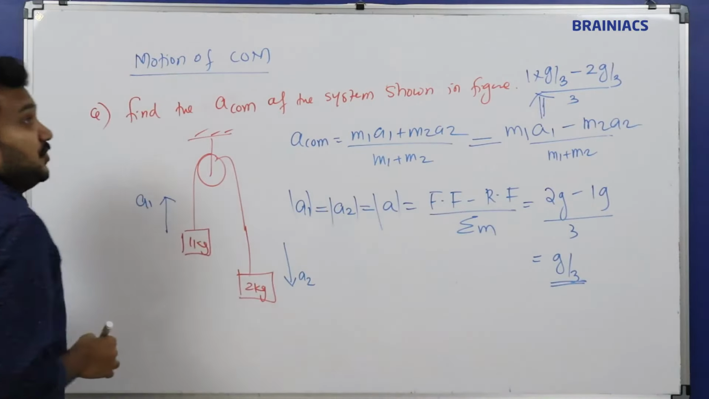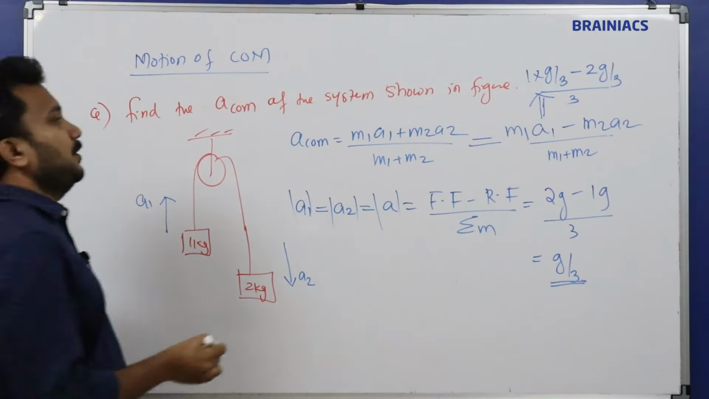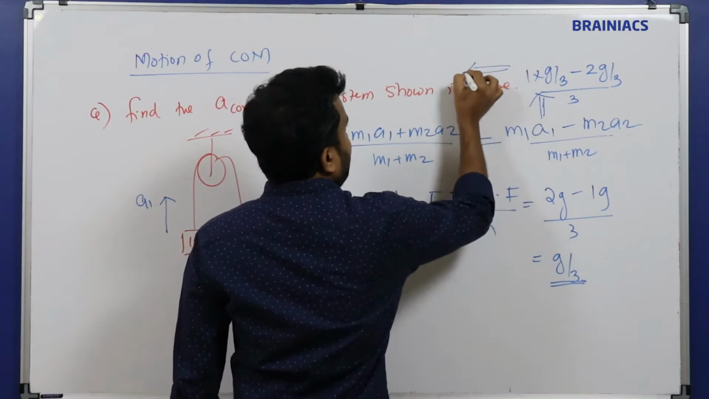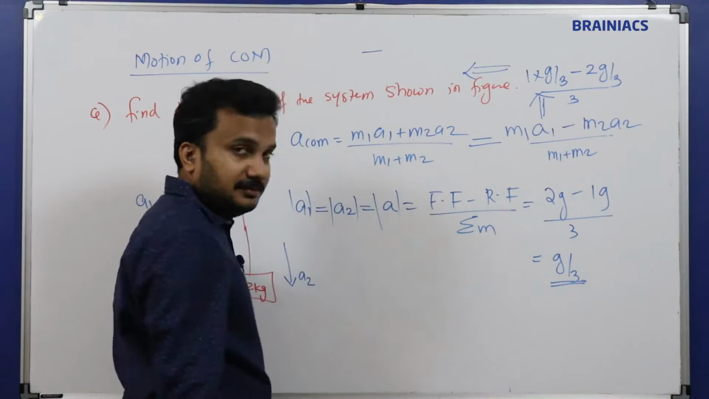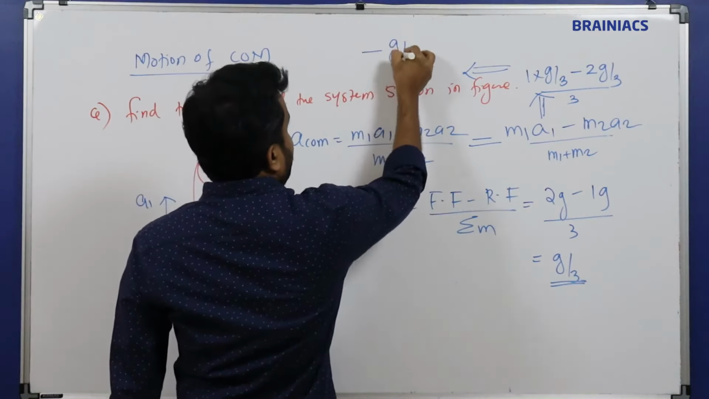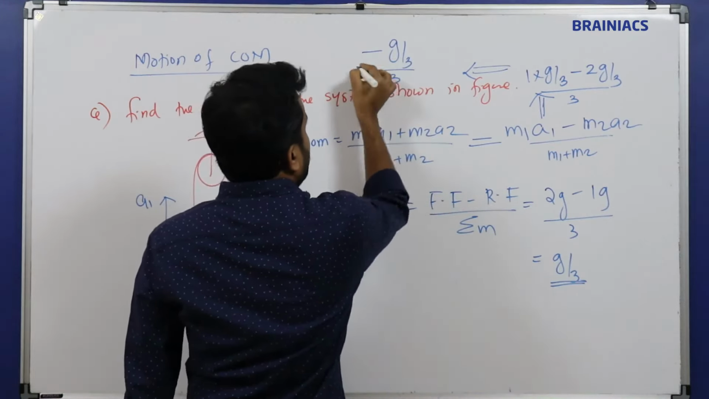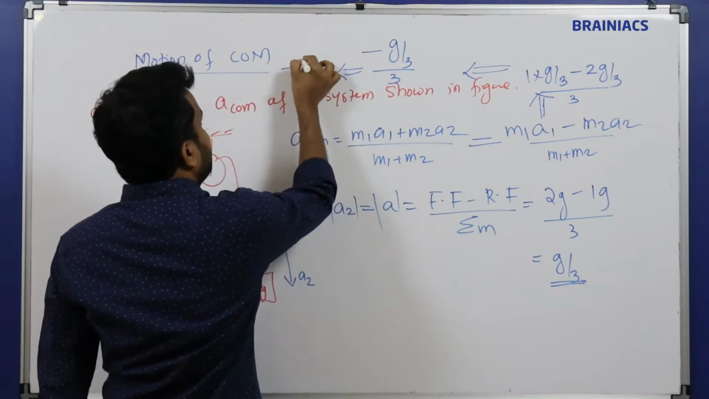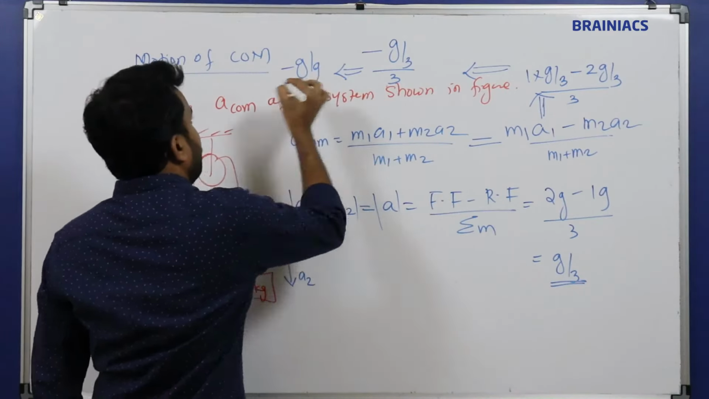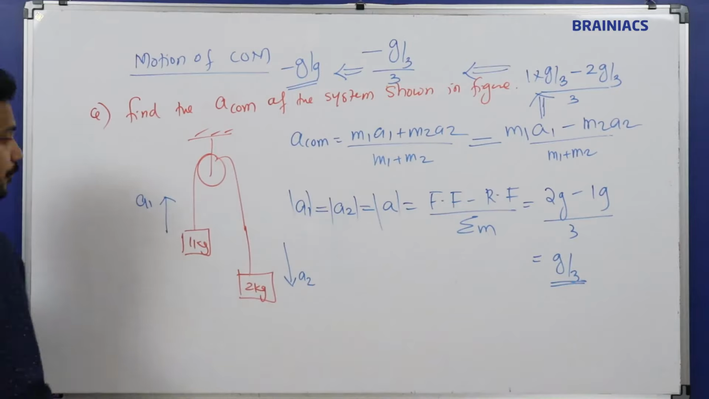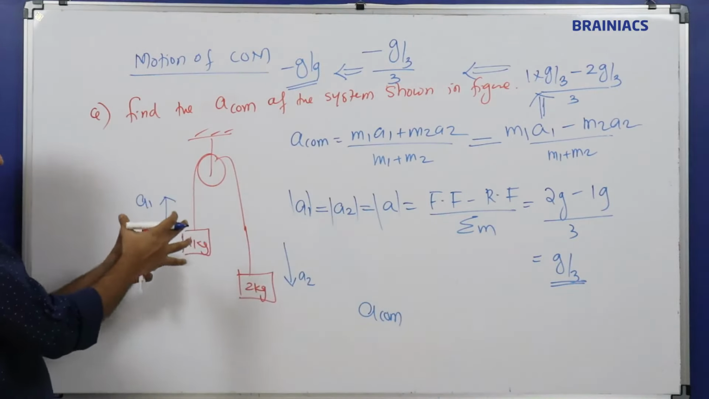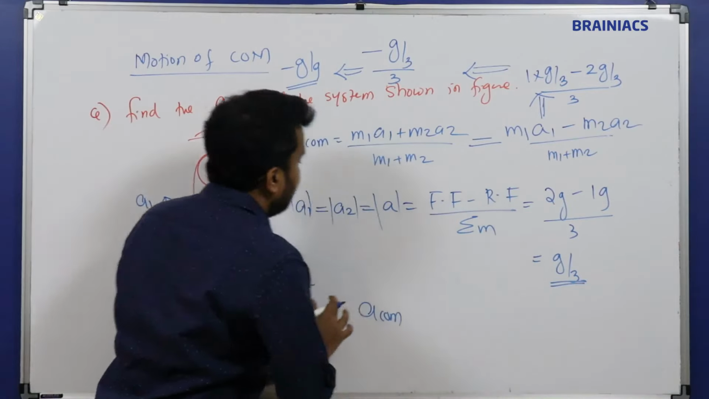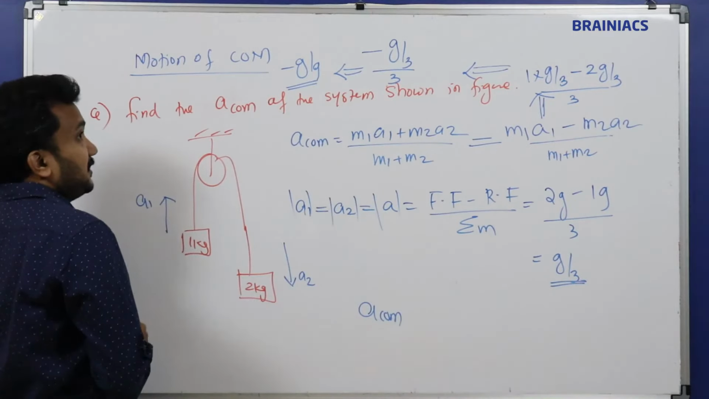So 1 minus 2 means what? The balance will be here. 1 minus 2 means minus 1, minus g by 3 by 3. So this is equal to how much? Minus g by 9. So which means ACOM, the acceleration of the whole system, the center of mass of the system, the acceleration of the system.